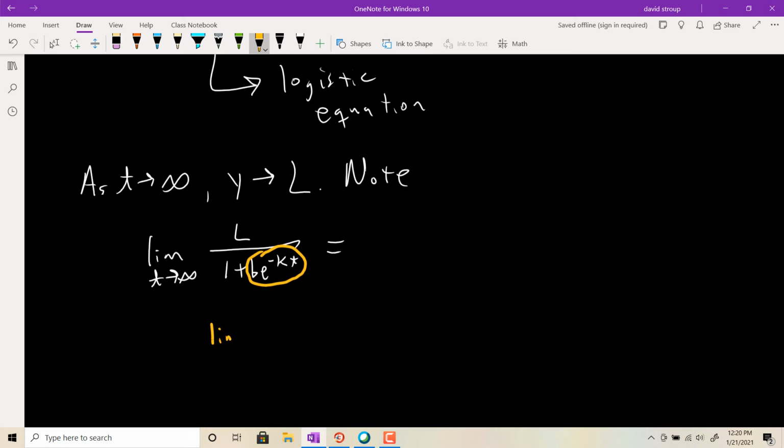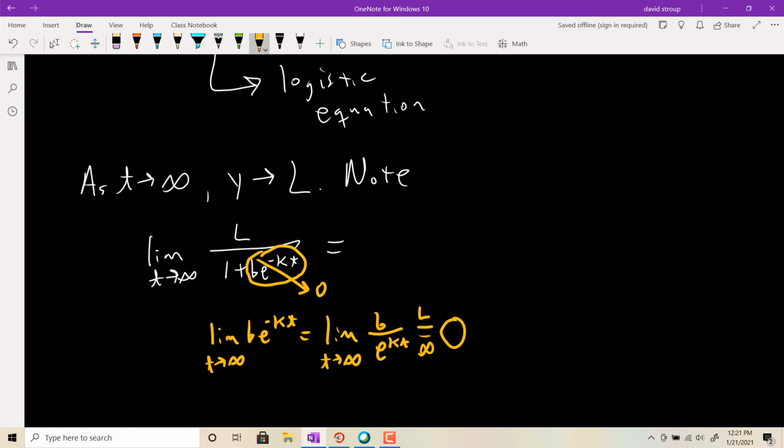So if you consider the limit of b e to the negative kt, that's the same as the limit of b all over e to the positive kt as t goes to infinity, and k is positive. And so, in the denominator, you're going to have like e to the 10, e to the 100, e to the 1,000, something huge, right? So it's going to be of the form L over infinity, and those forms always end up being 0. Okay, so that part is going to zip off to 0, and you're just left with L over 1, in other words, L.